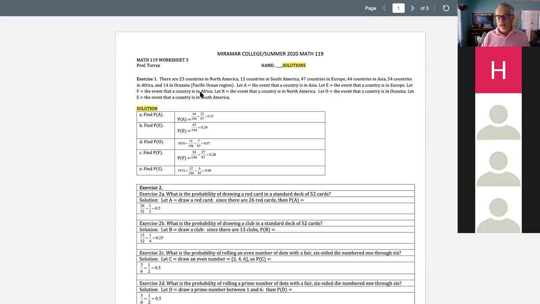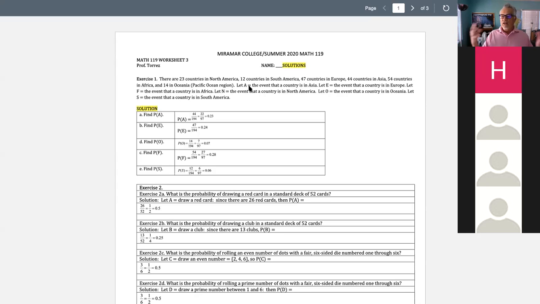12 countries in South America, 47 countries in Europe, okay? And that again would be interesting to see what they consider to be a country in Europe. Russia might even be considered as a country in Europe. 44 countries in Asia, 54 countries in Africa, and 14 in Oceania. I don't know if I'm pronouncing that correctly. Oceania, which is the Pacific Ocean region.